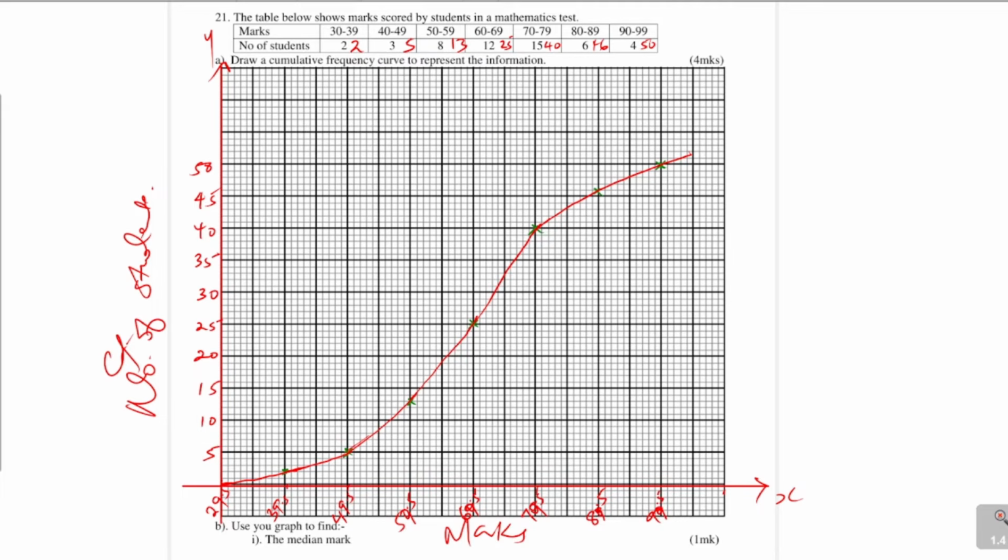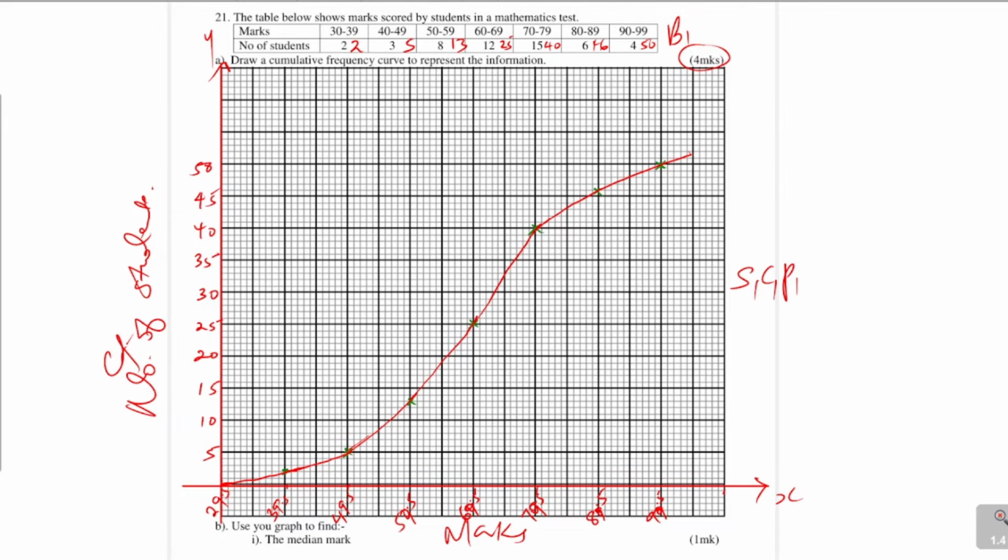Then let's go to the questions. For this one, you get a mark for the correct scale, the correct curve drawn as a smooth curve, and for the plotting you get a mark. Because you can see there are 4 marks, you get a mark here for the cumulative frequency curve.